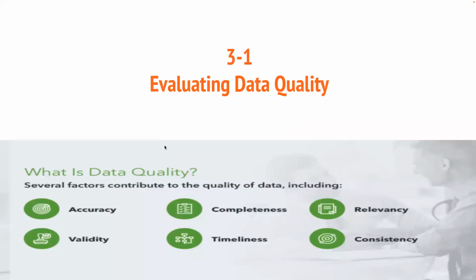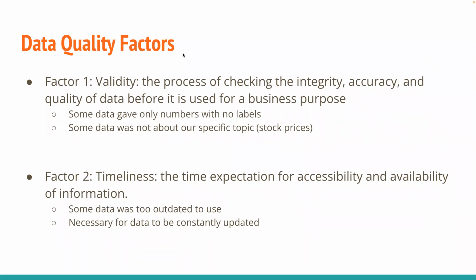So, Exercise 3-1 was evaluating data quality. And here we have 6 factors that contribute to this, and they are accuracy, completeness, relevancy, validity, timeliness, and consistency. So, the first part was to choose 2 of those factors and describe how they would affect our chosen business.